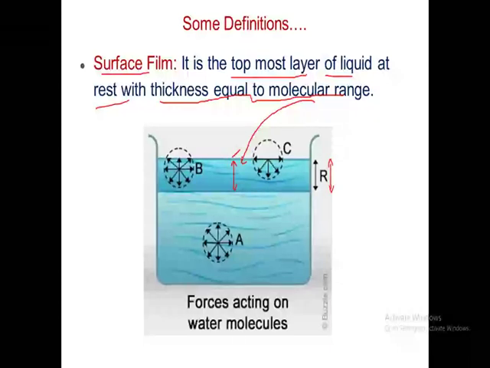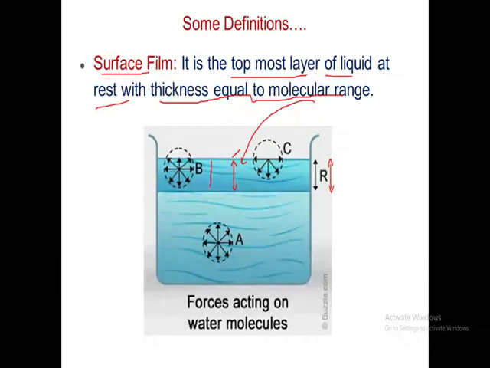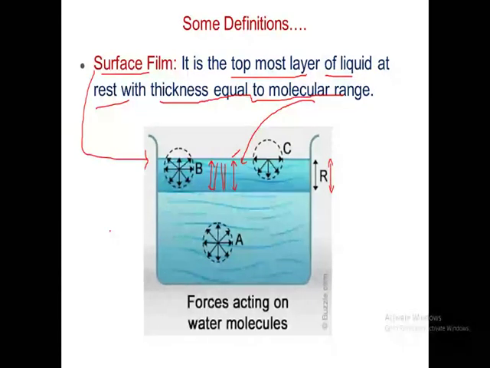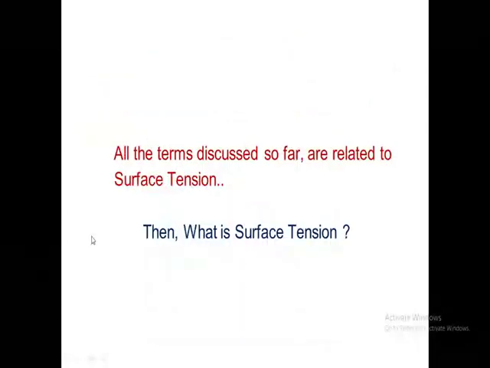So from the topmost layer, if we take a molecular range distance, then the layer from here to here is taken as what is called surface film. So we say it is the topmost layer of the liquid at rest with thickness equal to molecular range. So this distance from here to here of molecular range, we take it as what is known as surface film, right? Then, all the terms discussed so far are related to surface tension.